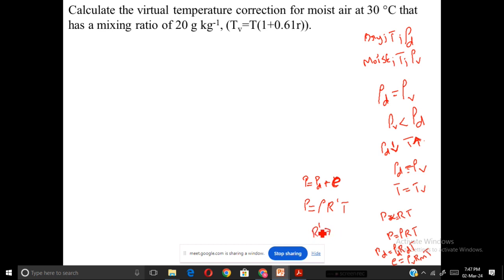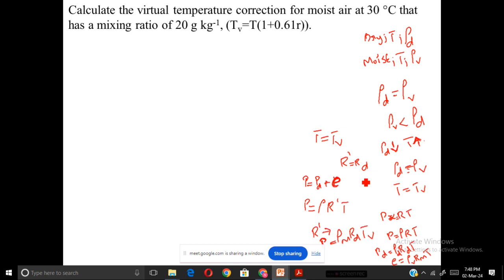In order to avoid this inconvenience of calculating the value of R multiple times, we changed the temperature from actual temperature T to the virtual temperature TV, so that we can retain the value of R dash to be RD. So in that case, we can write P is equal to rho RD into TV. If we replace the temperature by virtual temperature in the ideal gas equation, we can retain the value of RD. We don't have to calculate R dash each time based on the amount of water vapor present in the parcel. So for this purpose, we introduce virtual temperature.